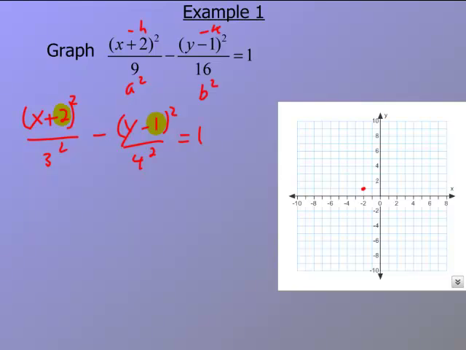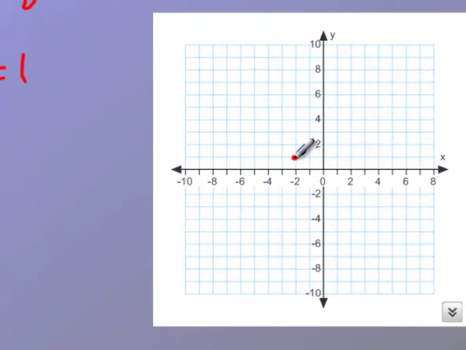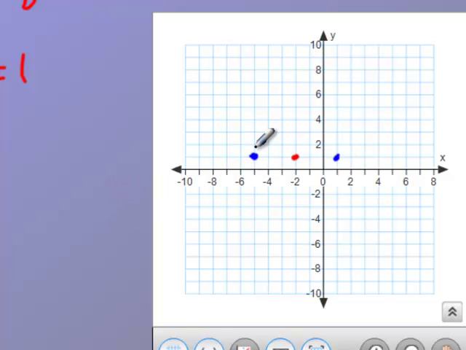Because my a value here is 3, and that's going to be my vertices, I would go 3 to the left and 3 to the right, because I know that this is going to be horizontal. So I would have those points. In other words, I would have, as we can see here, a point at -5, 1, and +1, 1. So that's going to be my vertices.